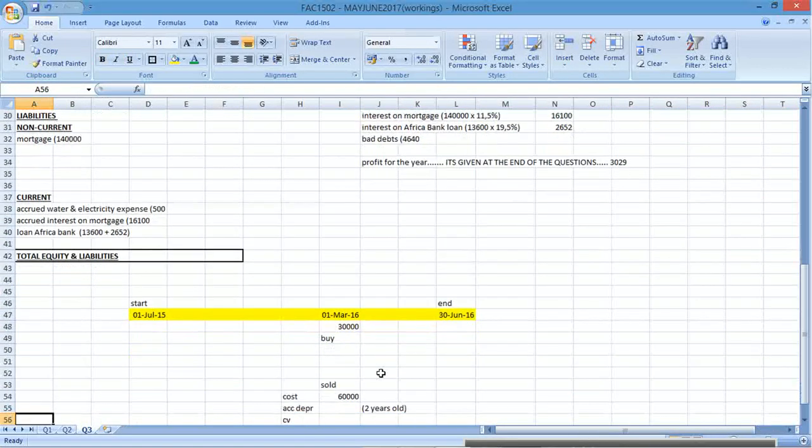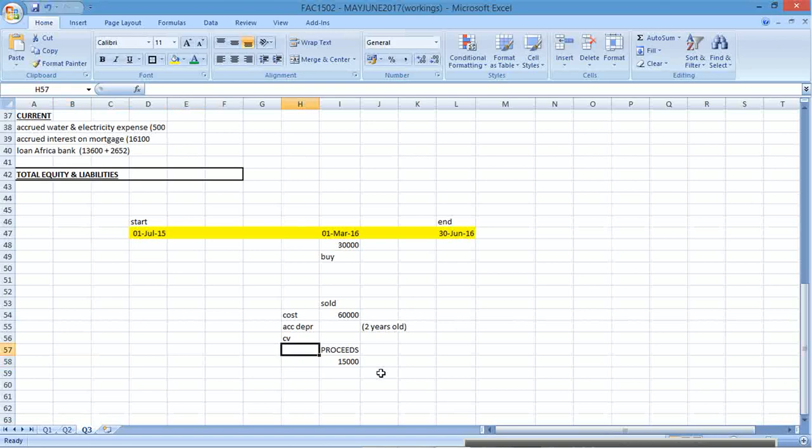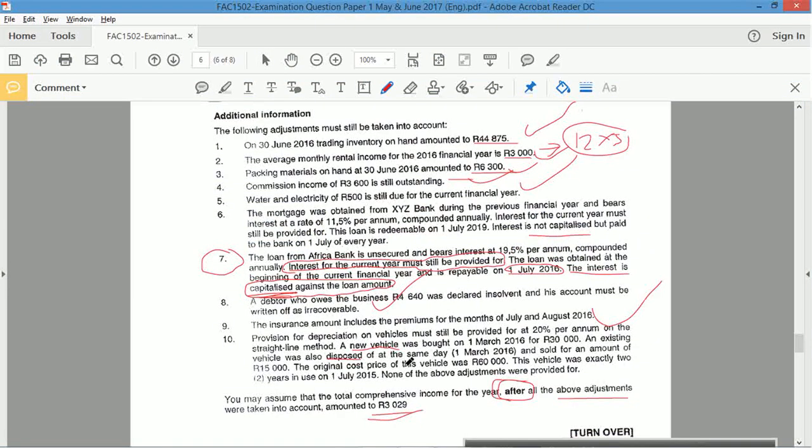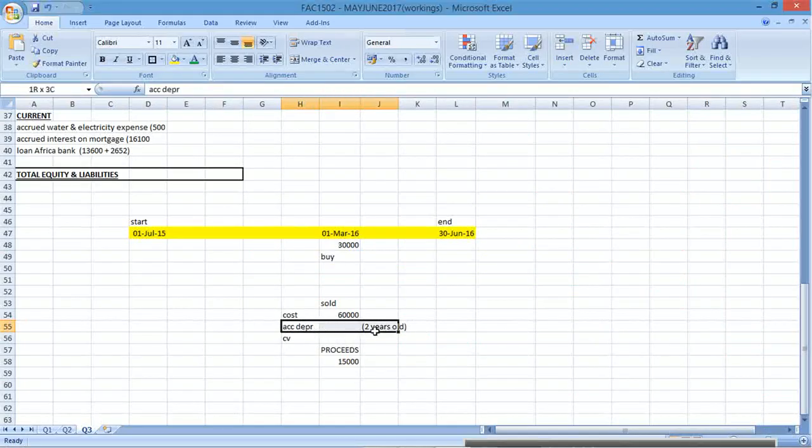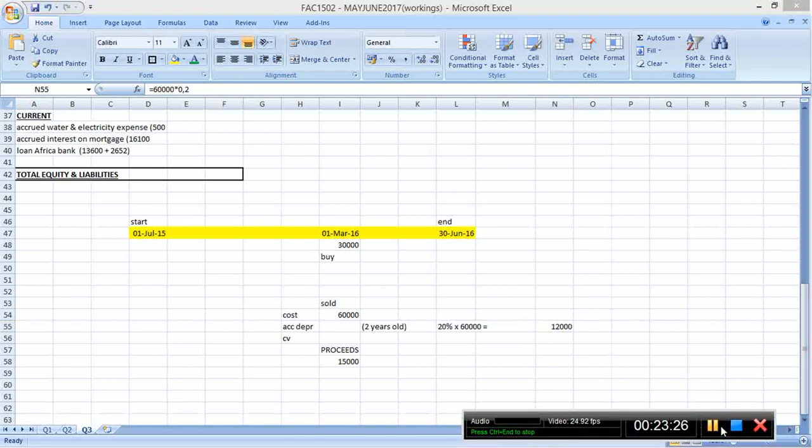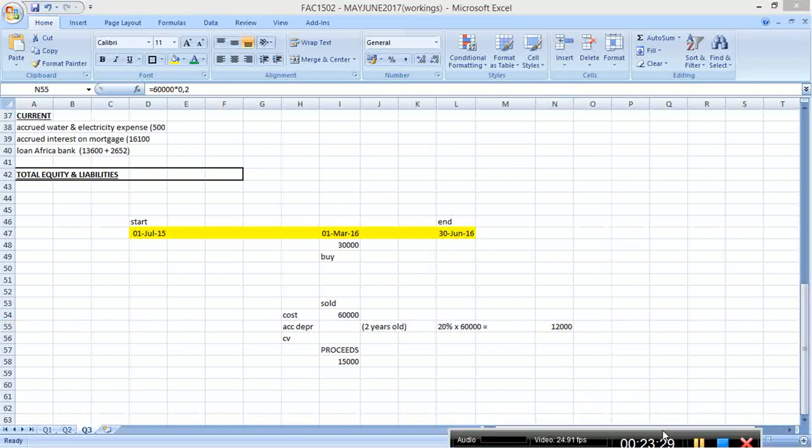Okay, so I've got that much. Okay, 2 years old. How am I depreciating vehicles? 20% per annum, straight line, right? Okay, so if it's 20% per annum, it's on the cost. So 20% times 60,000 is depreciation for 1 year. Do you agree? Okay, so 60,000 times 0.2 gives you 12,000. Right, perfect. So we've got that.